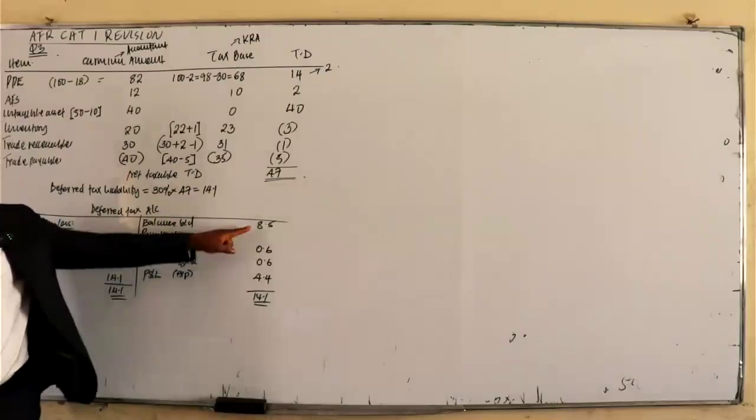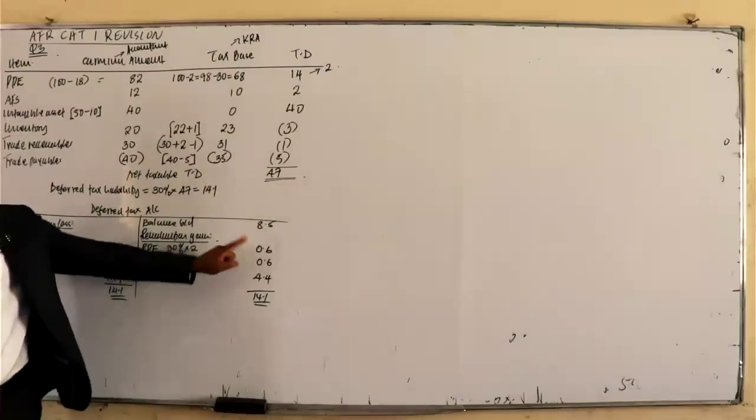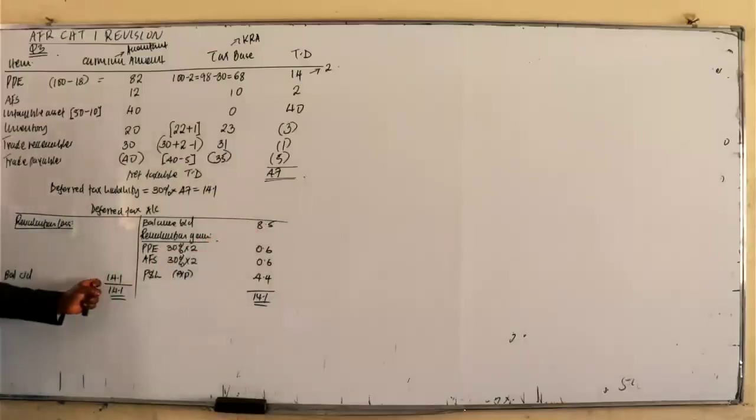It was an increase. We had 8.5 plus 0.6 plus 0.6. But at the end, the balance was how much? 14.1. So it's an increase. So an increase in deferred tax becomes an expense.